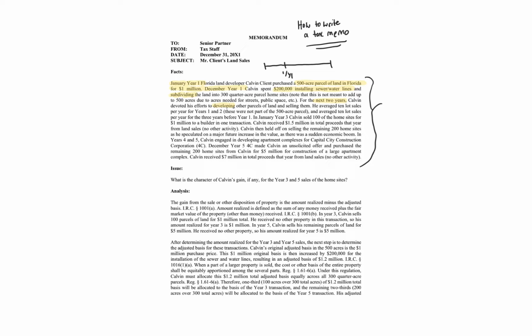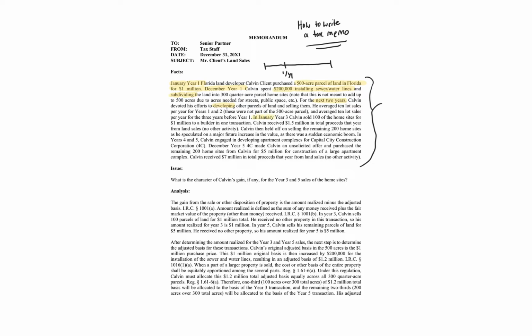He averaged 10 lot sales per year for years 1 and 2. And these, again, are not part of the 500-acre parcel. And averaged 10 lot sales per year for the 3 years before year 1. So year 0, year -1, and year -2. So the 3 years before year 1.